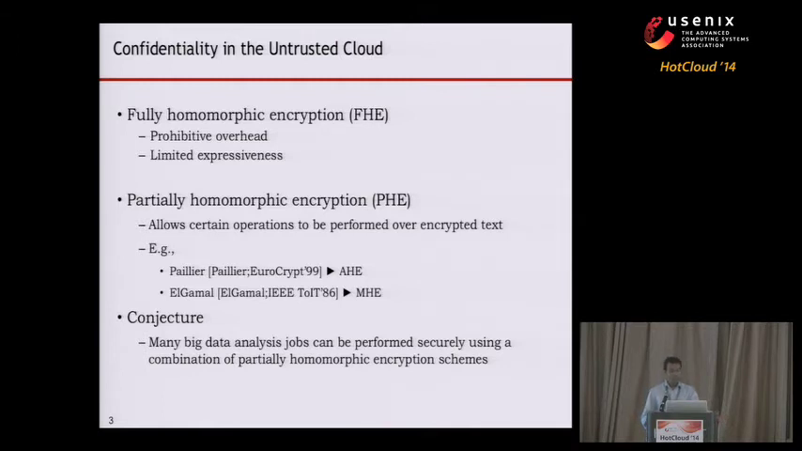So the conjecture for this work is that for many big data analysis jobs, we can perform them securely using a combination of these different partially homomorphic schemes and not pay the price of encoding everything in a fully homomorphic encryption scheme.